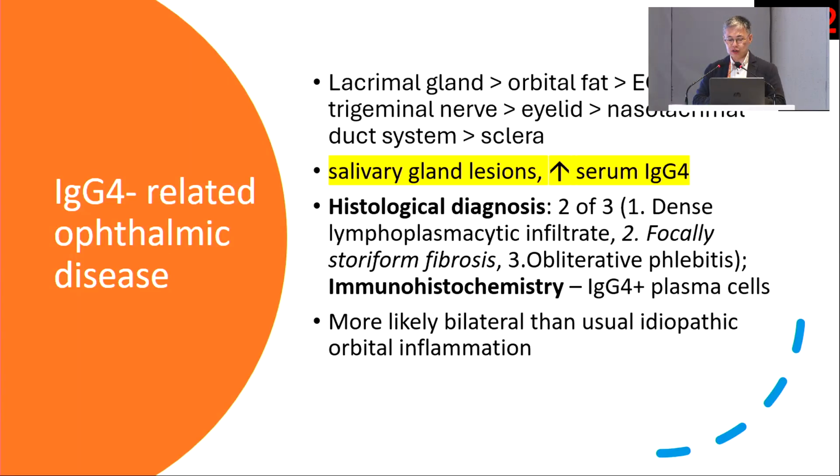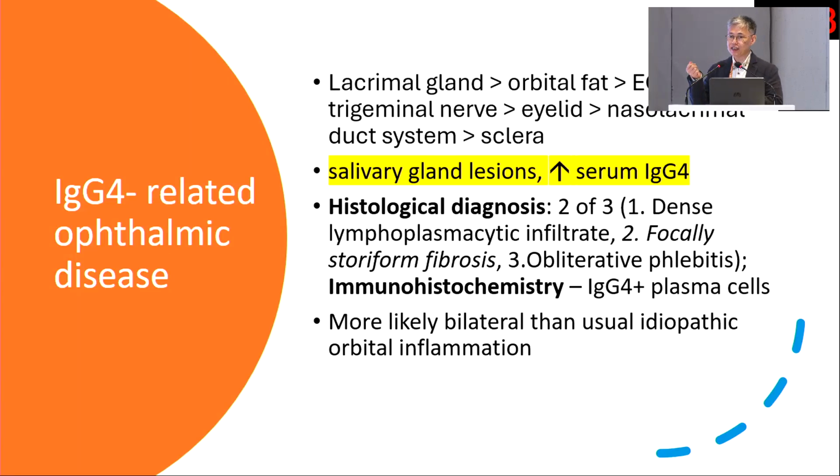I wanted to, as we come to the end, briefly touch on IgG4 disease, because it seems to rise to the top of all our suspicions, right? And you can see that in order of involvement, it's the lacrimal gland first, then the orbital fat, then the muscles, but they also might involve the trigeminal nerve, so don't forget to test corneal sensation, lids, nasolacrimal duct, and the sclera. We like to do serum IgG4, but remember, it's not the diagnostic criterion for IgG4 disease. You actually need to get tissue showing IgG4, right?